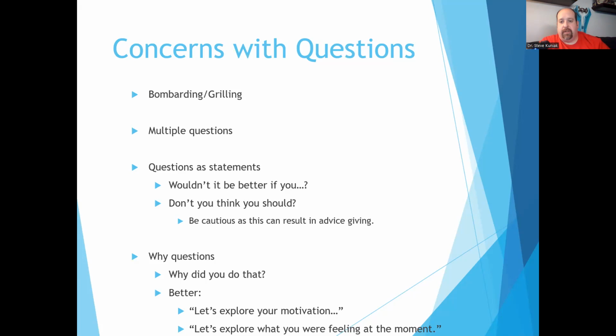So it's an opportunity to call someone out on something. So be careful if you're trying to get information or if you're trying to really actually explore what the client is thinking. Don't ask a question that is directive in its nature, and you don't want to have this turn into advice giving. That's what we want to avoid as counselors.